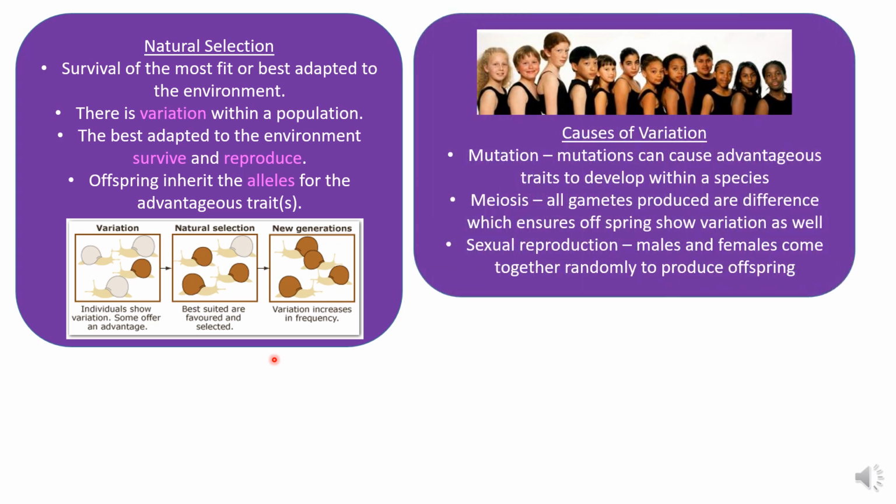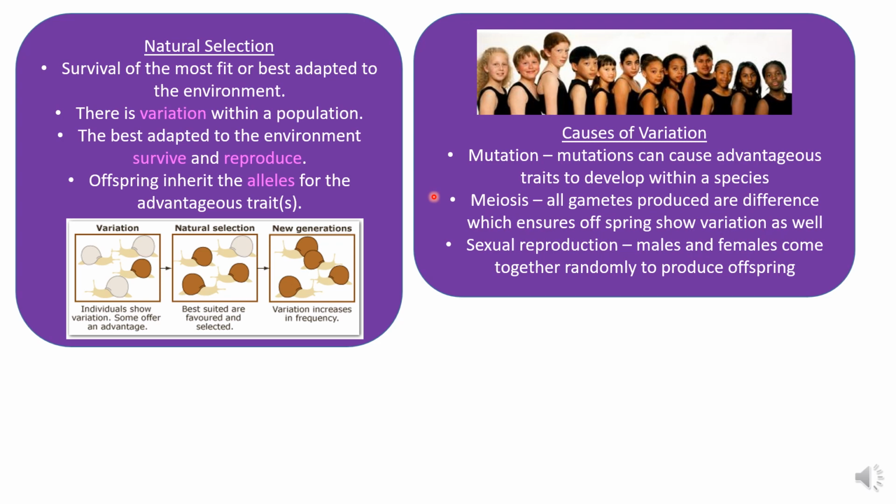Okay, so causes of variation. This might come up as they might ask you about these separately, or they might ask you about them in a longer extended response question. So mutation can cause advantageous traits within a species. Obviously, those individuals are then more likely to survive. Meiosis produces variation because all gametes produced are different.